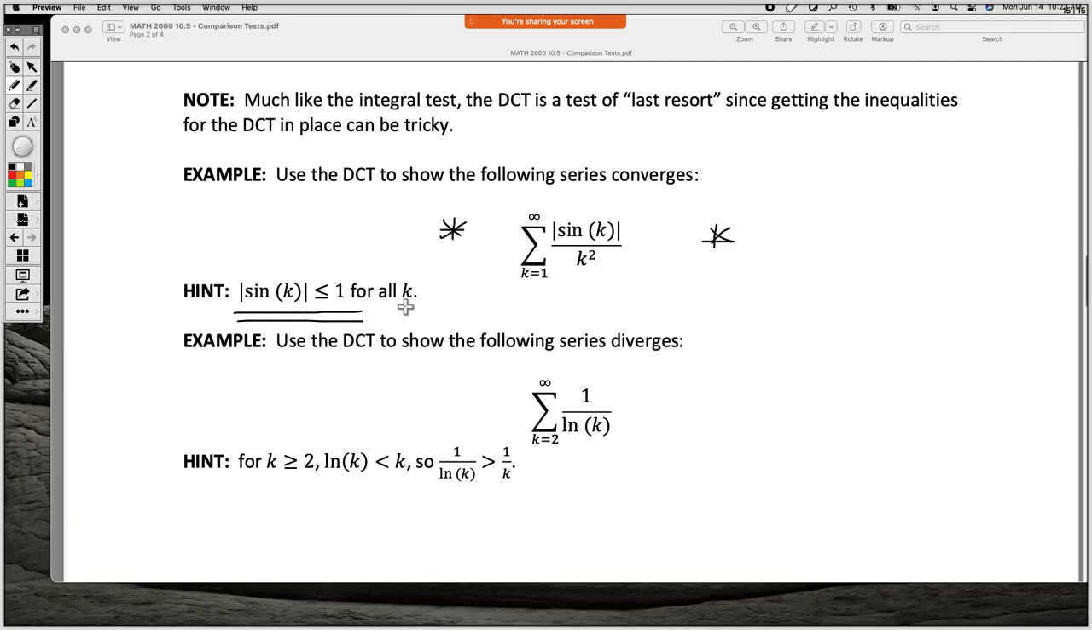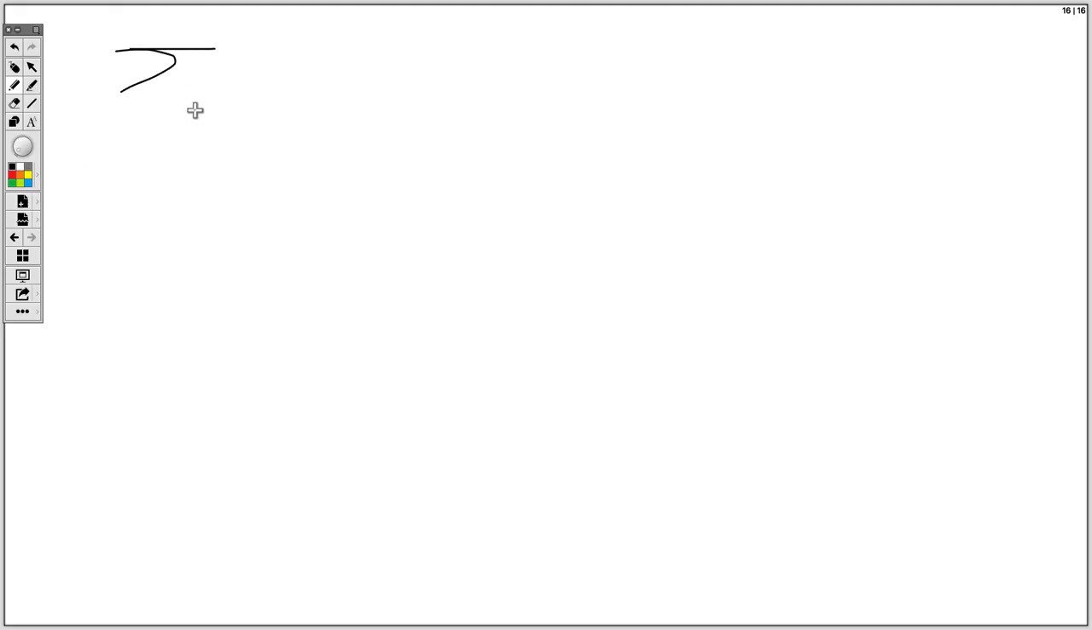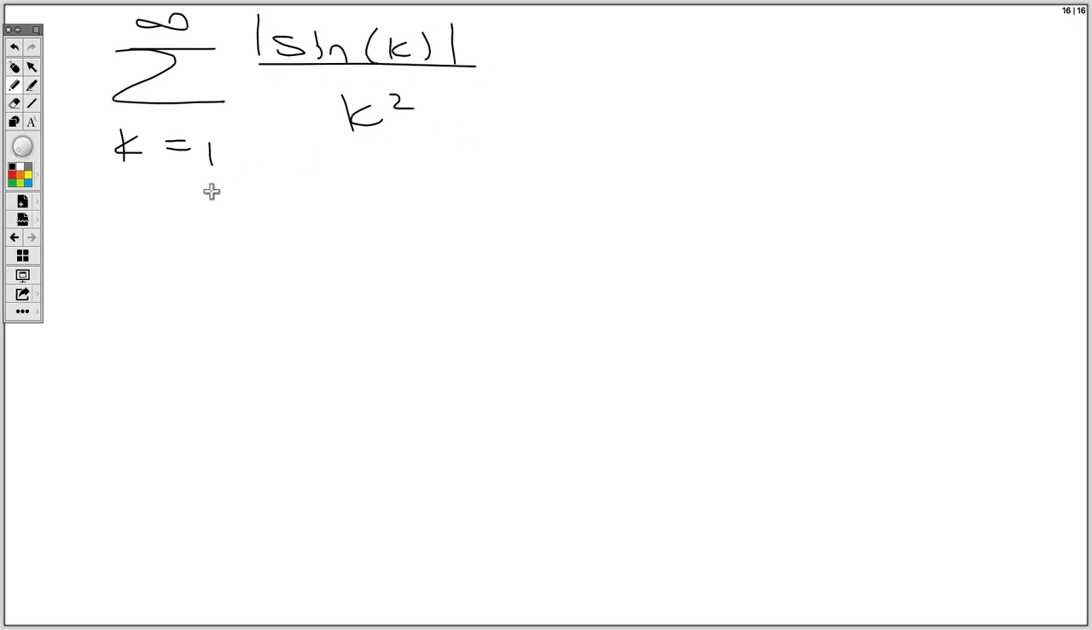So it says hint, the absolute value of sine of k is always less than or equal to 1 for all k, so it's bounded. So let's check that out. We're looking at the sum k goes from 1 to infinity, absolute value sine of k over k squared. Now to use the DCT, we need to have an inequality set up: 0 less than, and then we need two series in here.